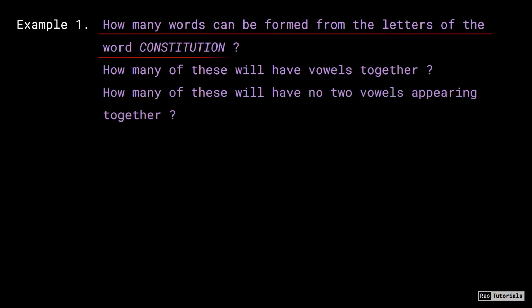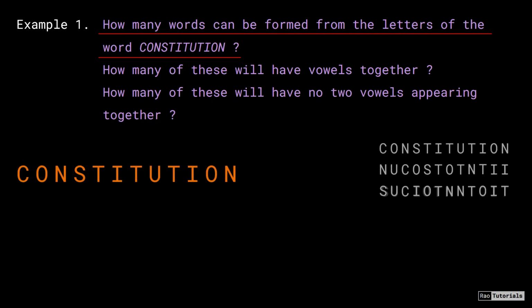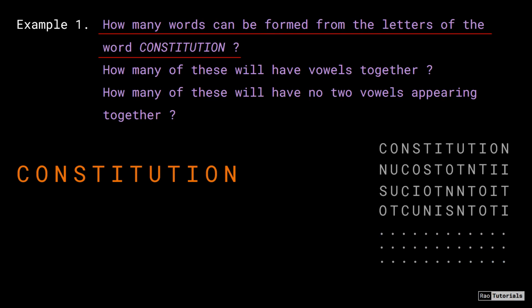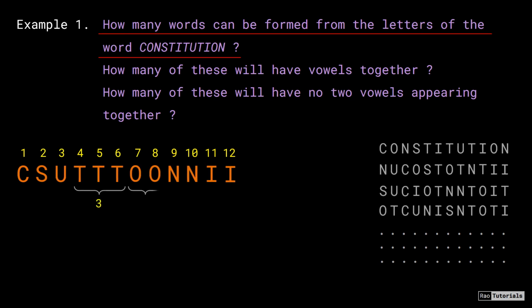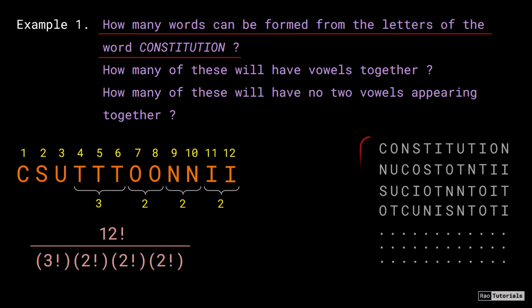The first part of the question is to find the number of different words that can be formed by arranging the letters of the word constitution. Some example words are as follows. And we want to find the total number of such words. The word constitution has 12 alphabets, of which there are 3 T's, 2 O's, 2 N's, and 2 I's. So these alphabets can be arranged to form different words in 12 factorial by 3 factorial times 2 factorial cube ways.